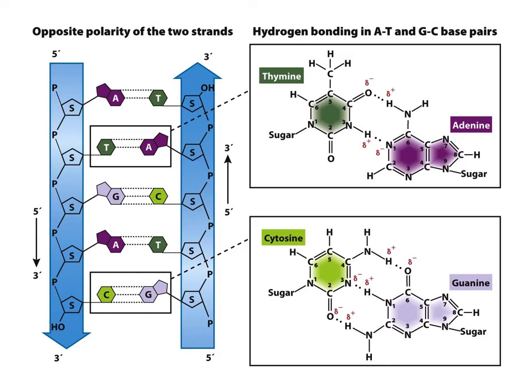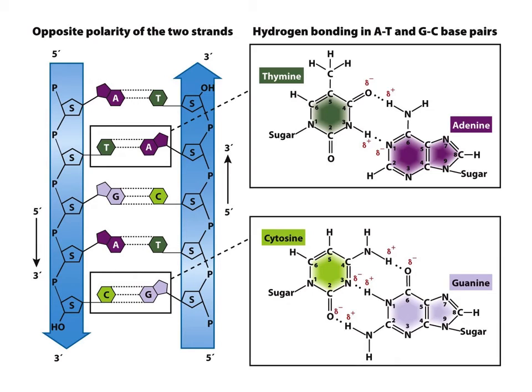Also note the hydrogen bonding between the base pairs. As you can see with A and T, thymine and adenine, you have 2 hydrogen bonds, and between guanine and cytosine, you have 3 hydrogen bonds. And so there are more bonding forces between G and C base pairs than between A and T base pairs.